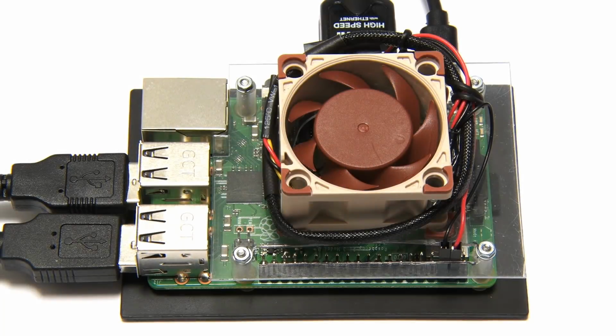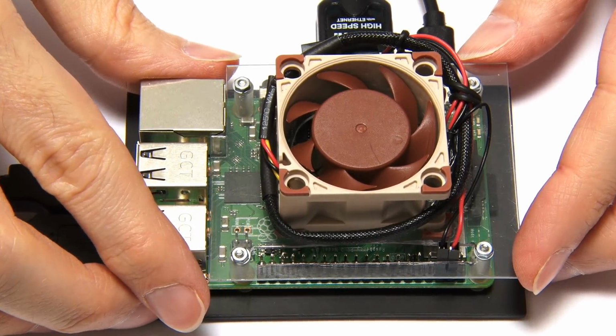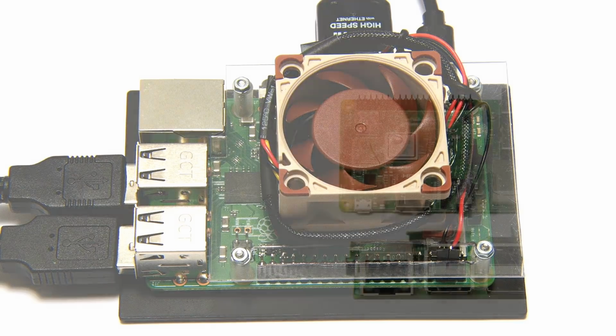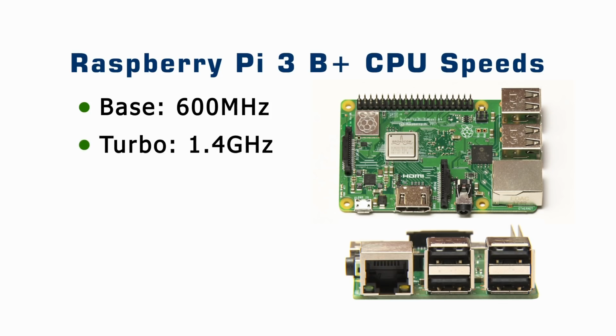So, here we have our Raspberry Pi 3 Model B Plus in the cooling rig I first put together a few videos back. And before we try some overclocking, it's worth mentioning that while the CPU on the Raspberry Pi 3 B Plus is rated at 1.4 GHz, it actually runs at many different speeds. So for a start, when it's idling along, it runs at 600 MHz. And then at load, it operates at its turbo speed of 1.4 GHz.